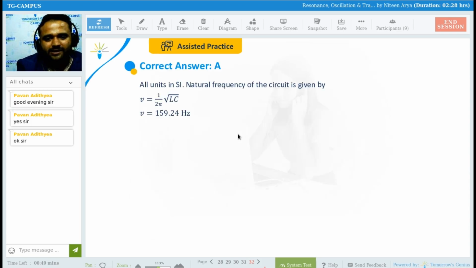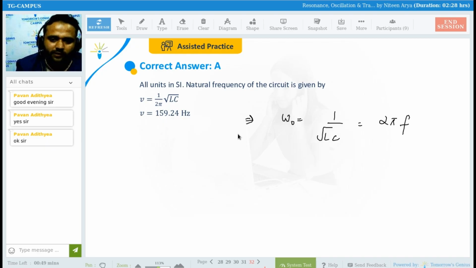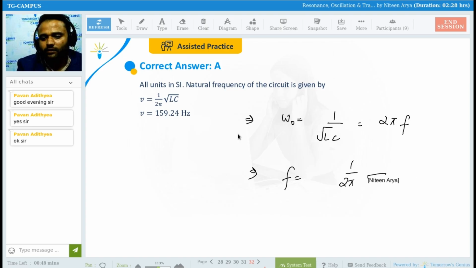So all units in SI, natural frequency: V equals 1 by 2 pi under root LC. Using this you can get this. Omega naught is 1 by under root LC, which is 2 pi F. So you need to find this F. F is 1 by 2 pi under root LC. So from here, frequency is 1 upon 2 pi under root LC.